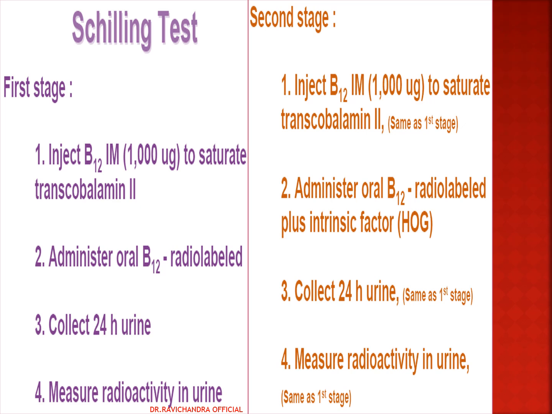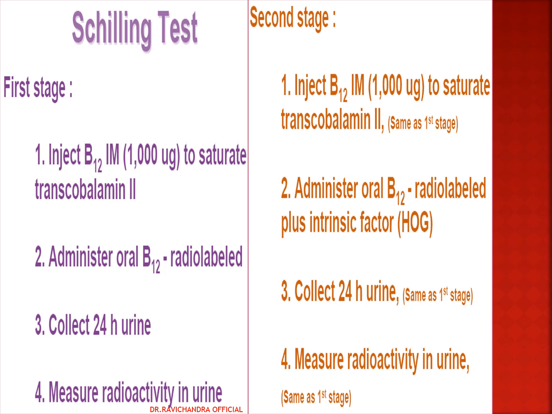Coming to the Schilling test, it is a definitive test useful in distinguishing vitamin B12 deficiency due to malabsorption, dietary deficiency, or absence of intrinsic factor. This Schilling test will be done in two stages.